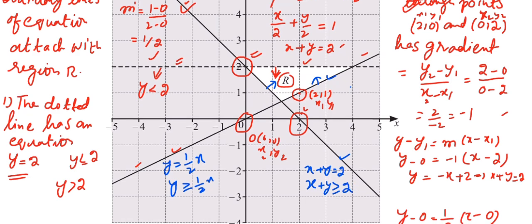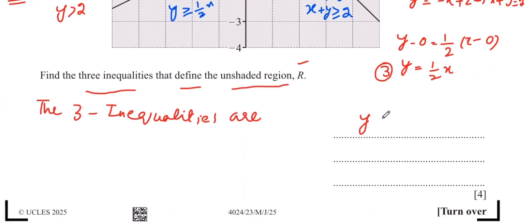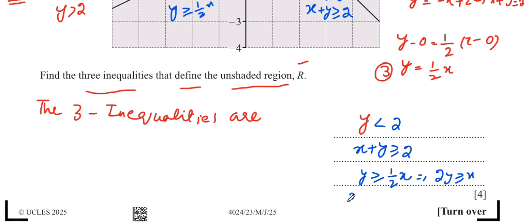So the three inequalities are: the first one is y less than 2, the second one is x plus y greater than or equal to 2, and the last one is y greater than or equal to half x. Further, you can write it as 2y greater than or equal to x, or you can write 2y minus x greater than or equal to 0.